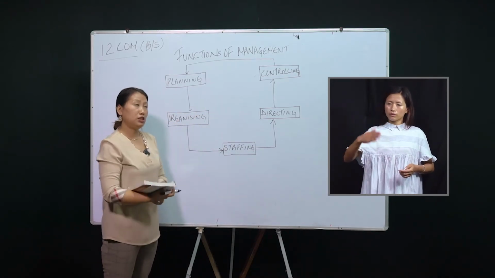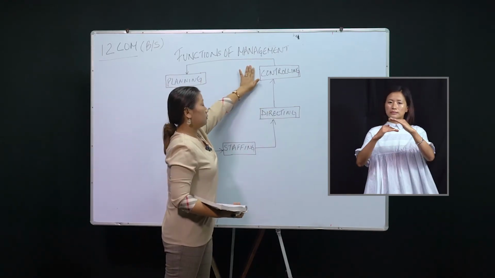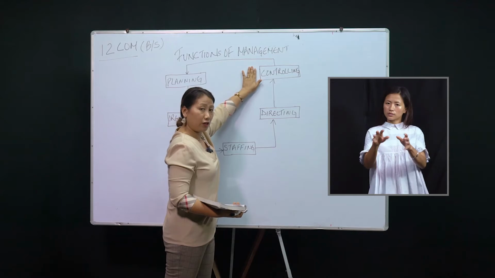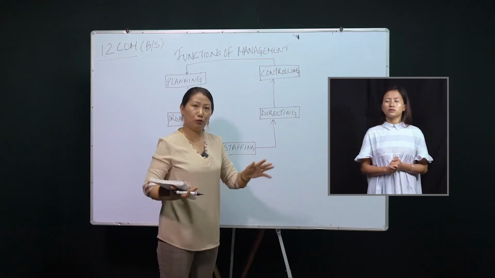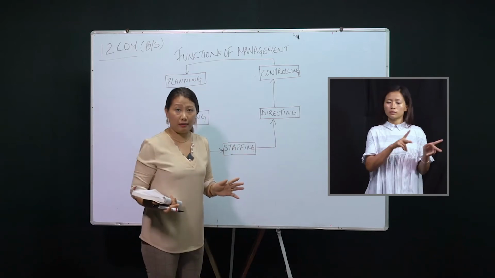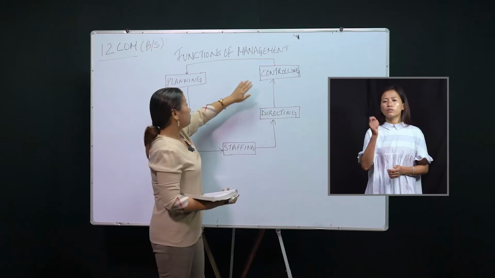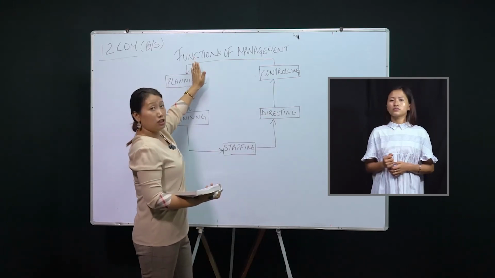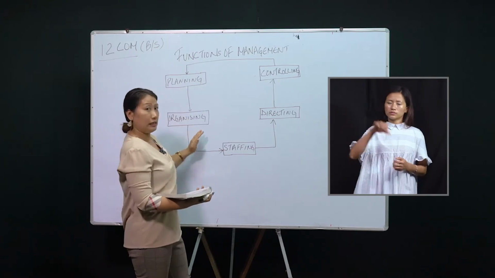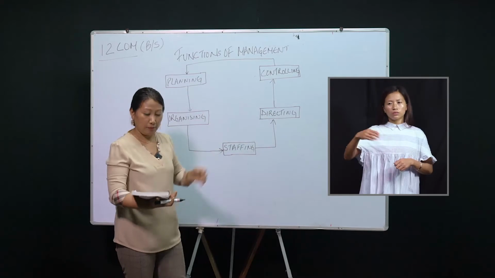It does not mean that once an organization has achieved all these steps and the last function also, then we are done with our plans. It does not work in that way. After controlling, the organization will again start planning, then again organizing. So it is an ongoing process, a continuous process.